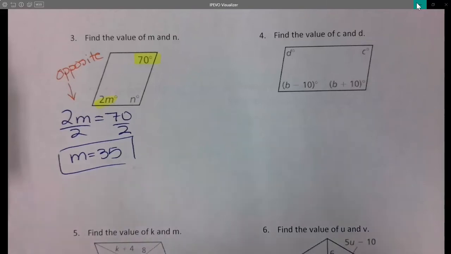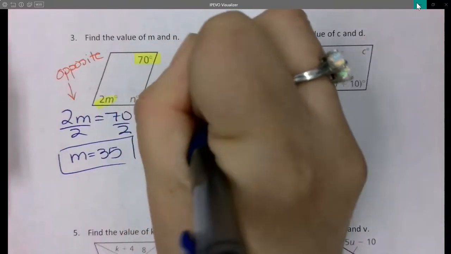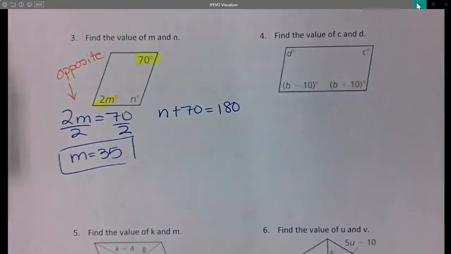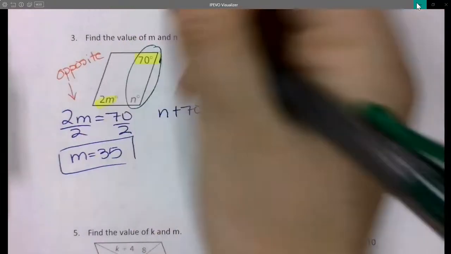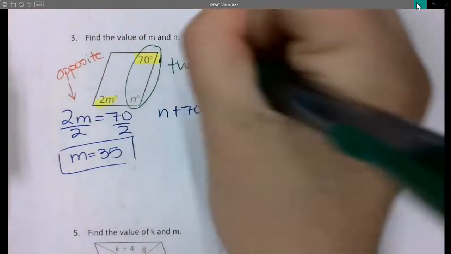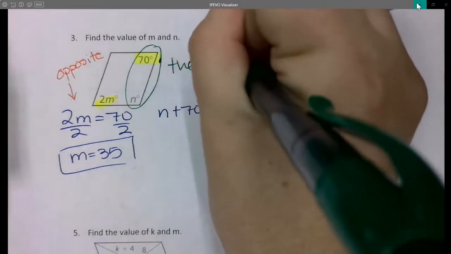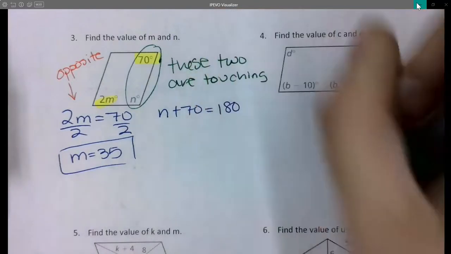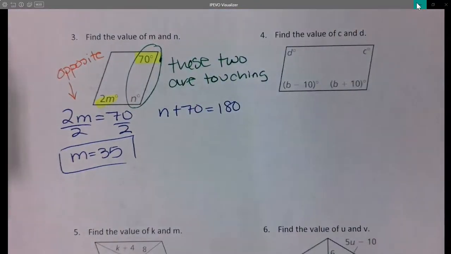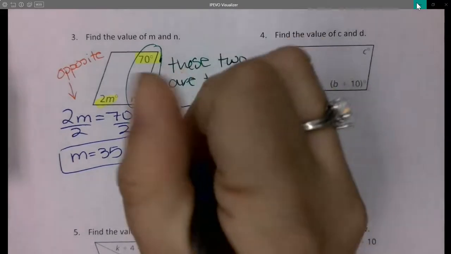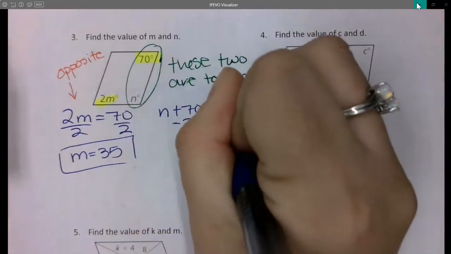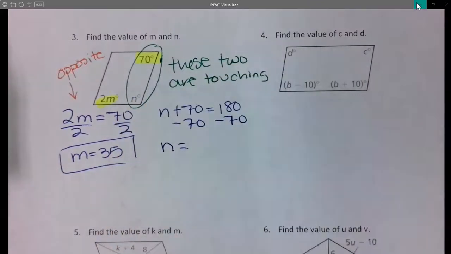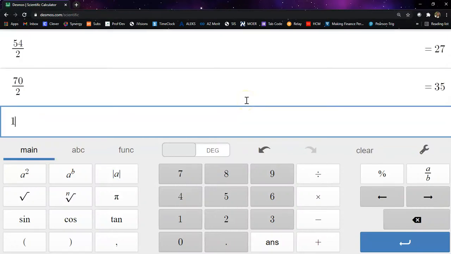Then I can do n plus 70 equals 180. And this is because these two are touching. So I want to subtract 70 on both sides to get n alone, which gets me 110.